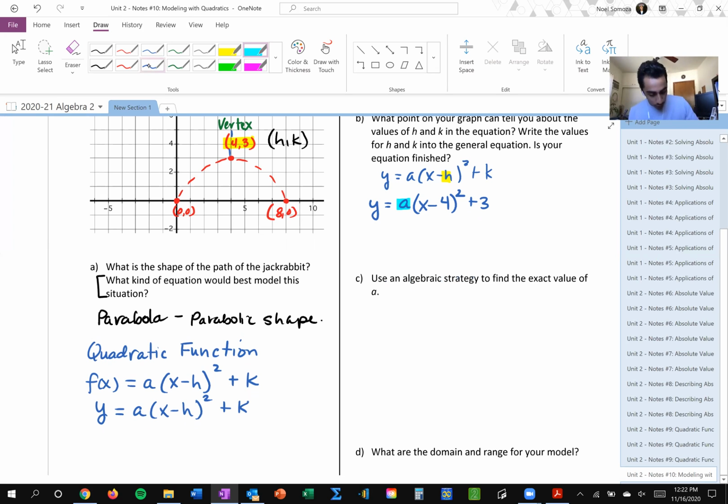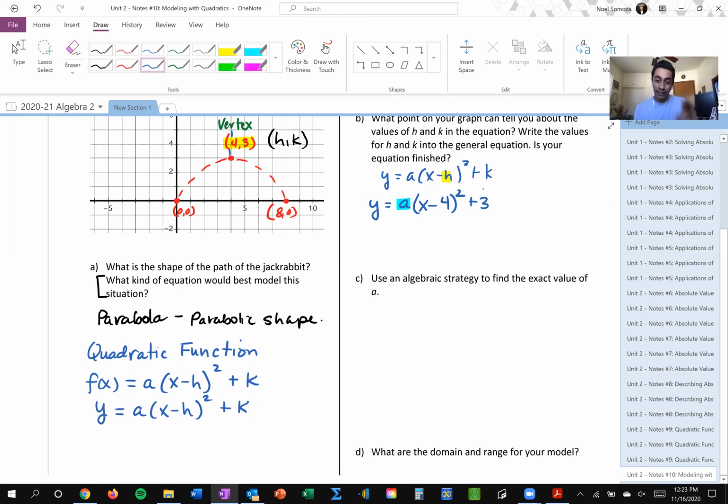All right, so you've already used up one of these points. You're going to use the vertex, right, to fill in h and k. You can now use another point on the graph to help you fill in x and y, right? So x and y can be filled in with any other point on the graph. Okay, what other points do we have available to us that we can use besides the vertex? Because we've already used the vertex. I can't reuse the vertex. What else could I use?